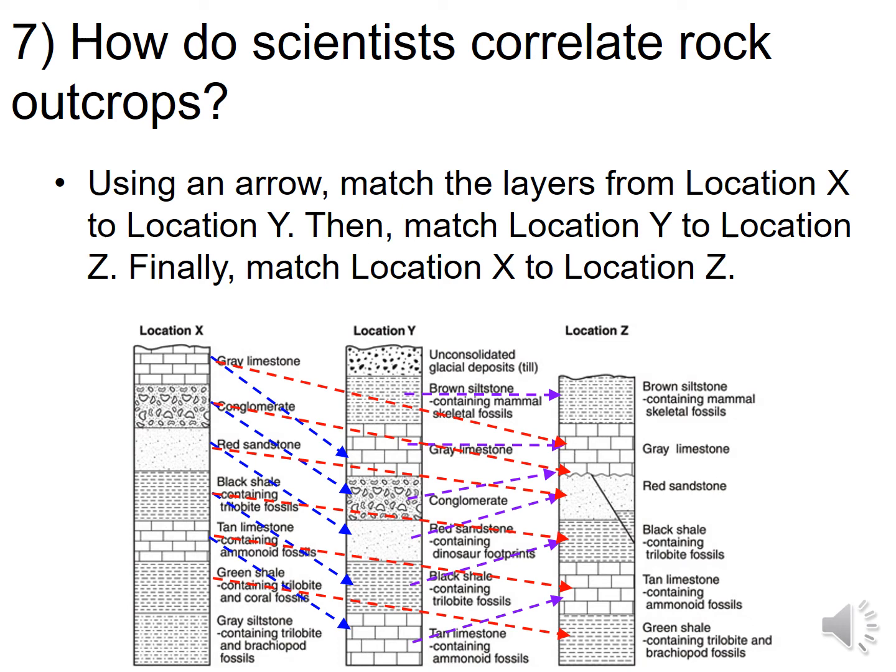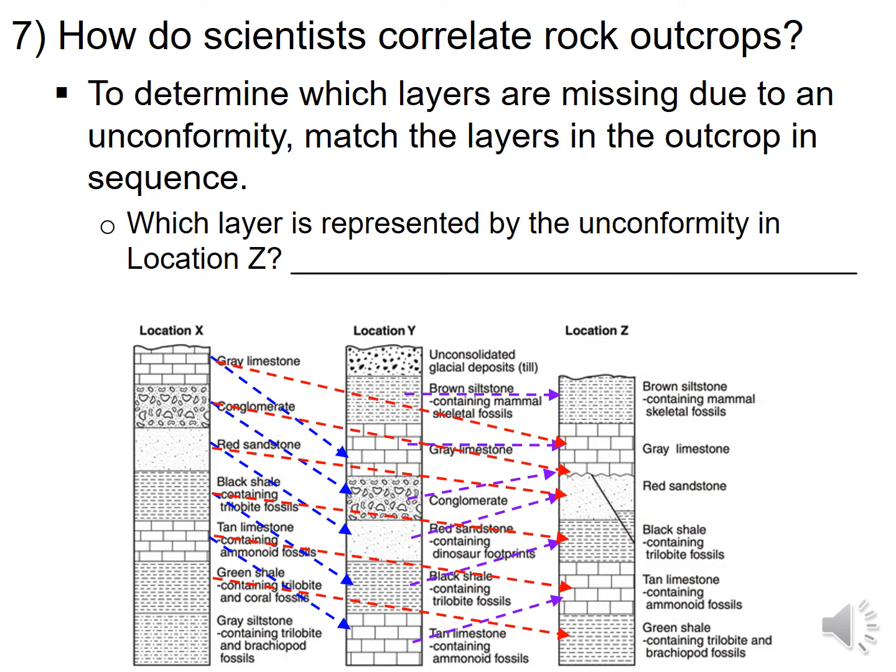Then I'm going to erase my work, and you can see these arrows. So we know that all of these, even though they're in different locations, have very similar geological layers, and some are missing due to an unconformity. We matched the layers, and I've already mentioned it multiple times. But the thing that is missing is this unconformity, which is also represented by a wavy line. So the conglomerate is missing.